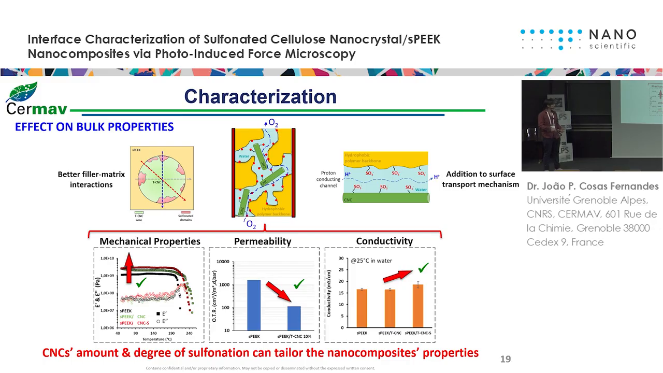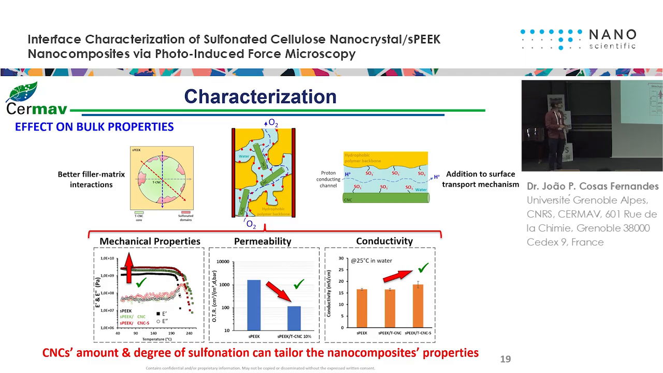In terms of permeability, even putting 10% of the tunicate, it goes down one order of magnitude. This is mainly because of the tortuosity of the path for our oxygen to go through. So this is good as well. And then in terms of conductivity, if I just put 10% of my tunicate CNCs, I didn't see any change. But with the sulfonation, it changed a little bit, right?